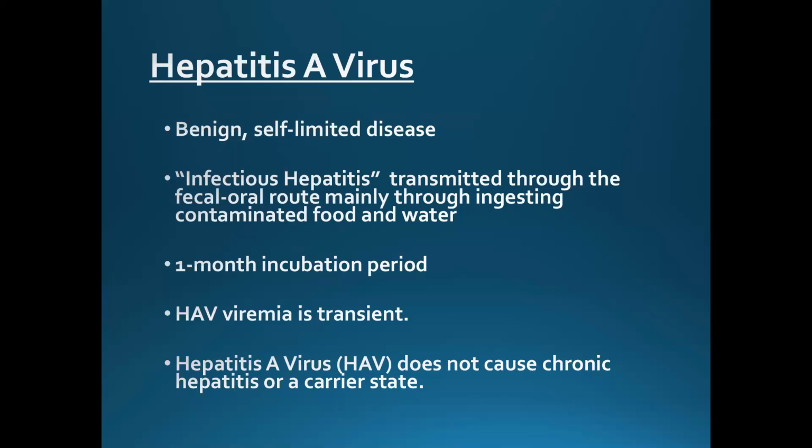Because the hepatitis A viremia is transient, blood-borne transmission is extremely rare, and as a result it is not a transfusion risk. As a result, we don't even test blood units for hepatitis A viral infection. Hepatitis A only rarely causes fulminant hepatitis, so the case fatality ratio is about 0.1% and is age dependent. The older the patient, the more likely that he will have an adverse outcome.